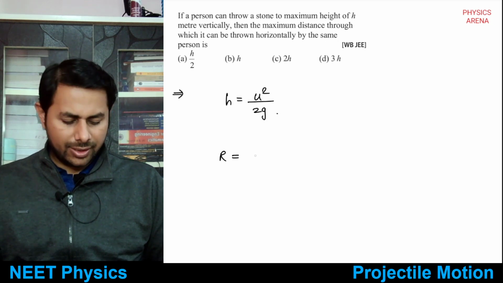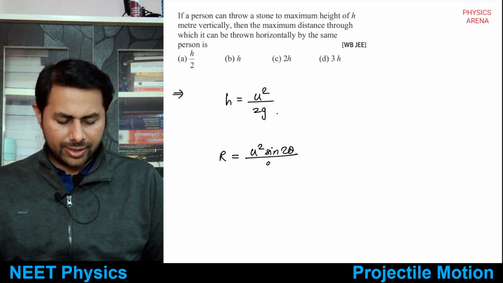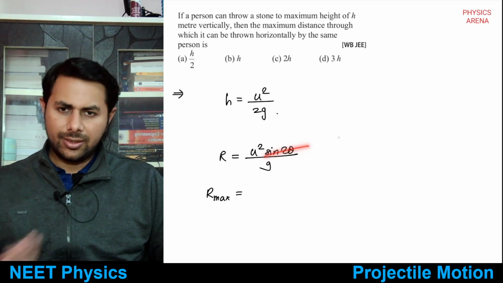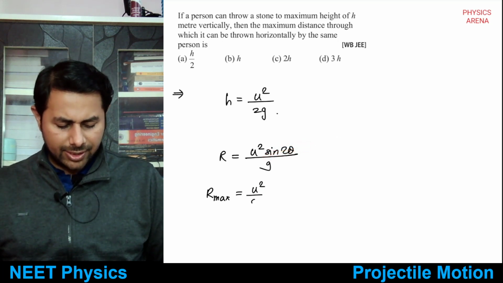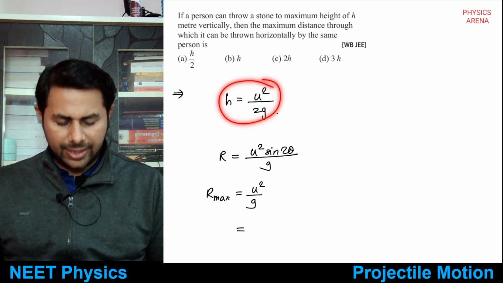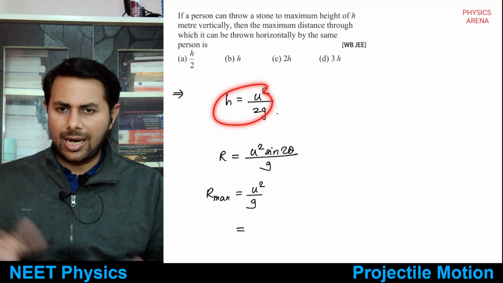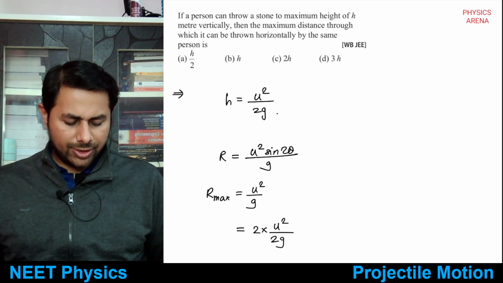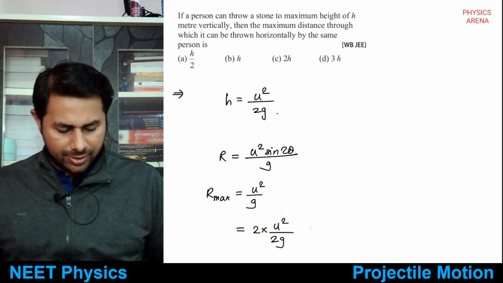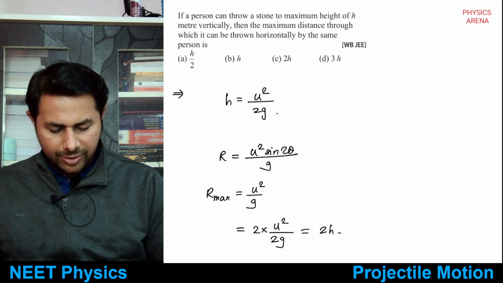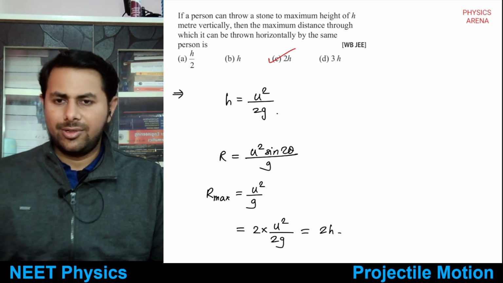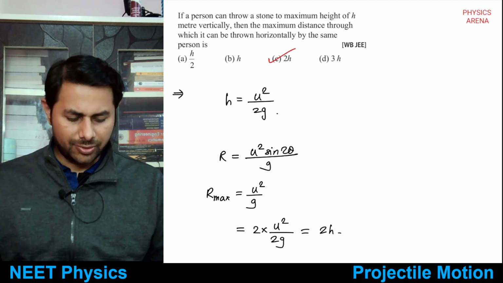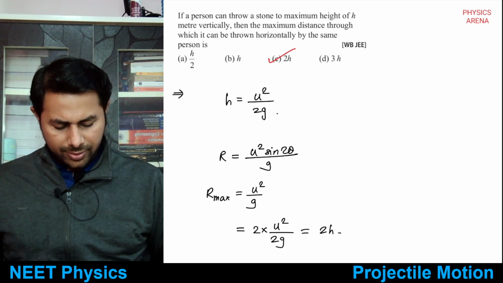So you have r equals u square sine 2 theta by g. So what is r max? The sine 2 theta becomes 1, so it is just u square by g, right? But h is u square divided by 2g, means h is half of r max. So r max is 2 times u square by 2g, or it is 2 times h. This is very simple, right? Okay, good. So let's see next one.